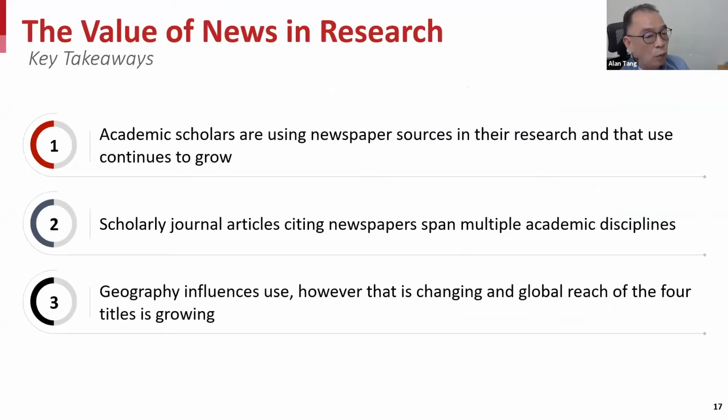Okay, the key takeaway from the last few slides I demonstrated is that academic scholars are using newspaper sources in their research, and they keep on growing recently. And also the scholarly journal articles citing newspapers span multiple academic disciplines, not just focused on one single discipline. And the geographic use, however, is changing; the global reach of the 4 titles is also growing.